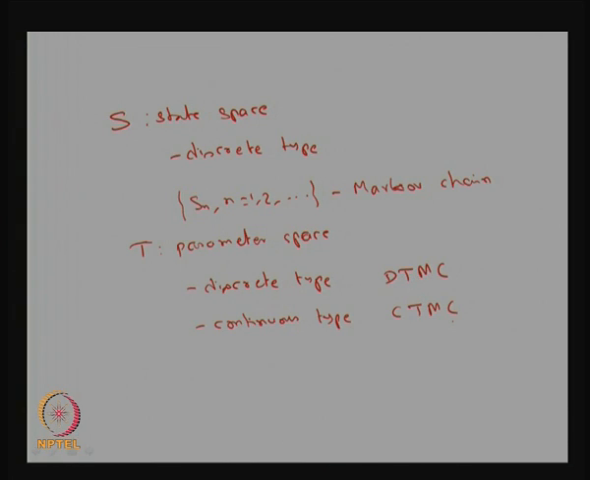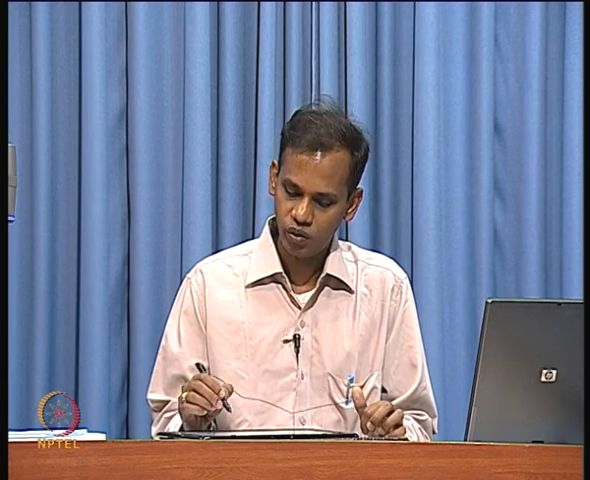In this example, the state space of Sn is of discrete type and the parameter space is also of discrete type. Therefore, in the given example, Sn is a discrete time Markov chain. So, in this module we are going to study the discrete time Markov chain. In the next modules, module 4 and module 5, we are going to discuss the continuous time Markov chain.